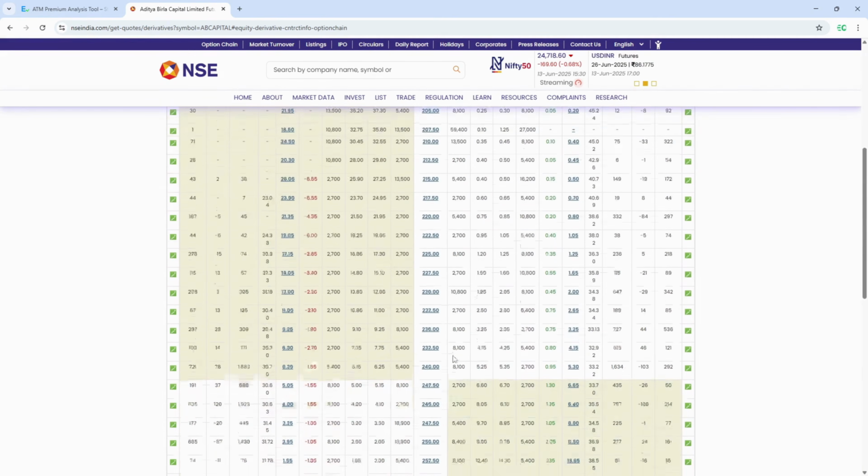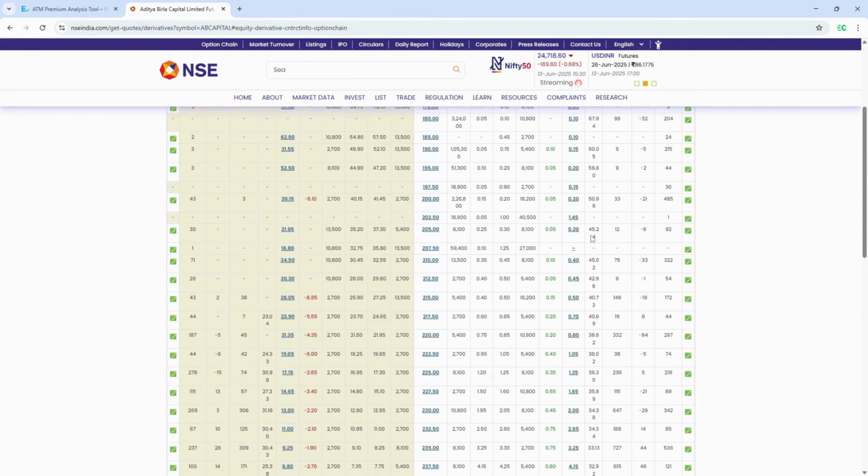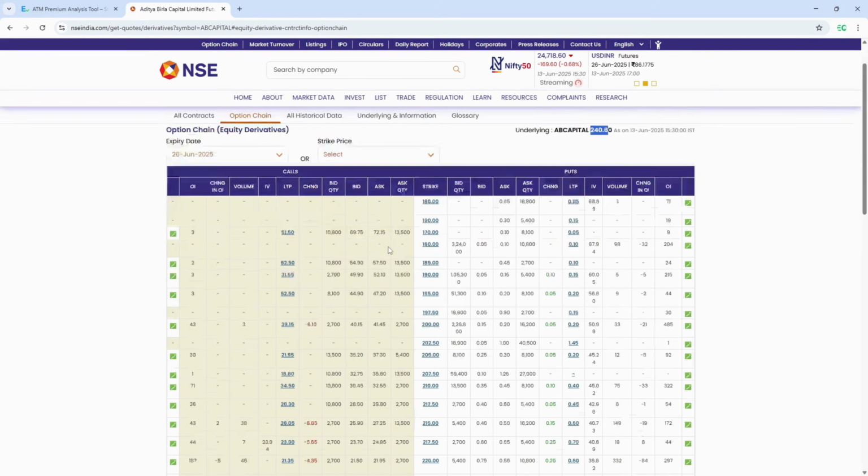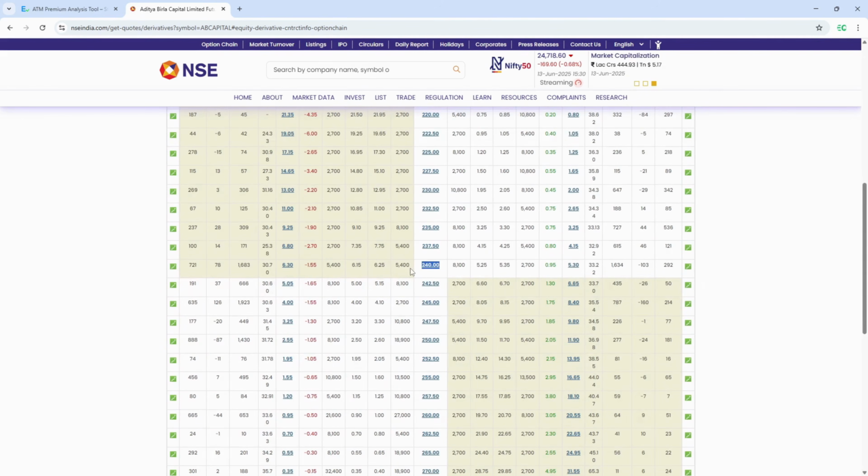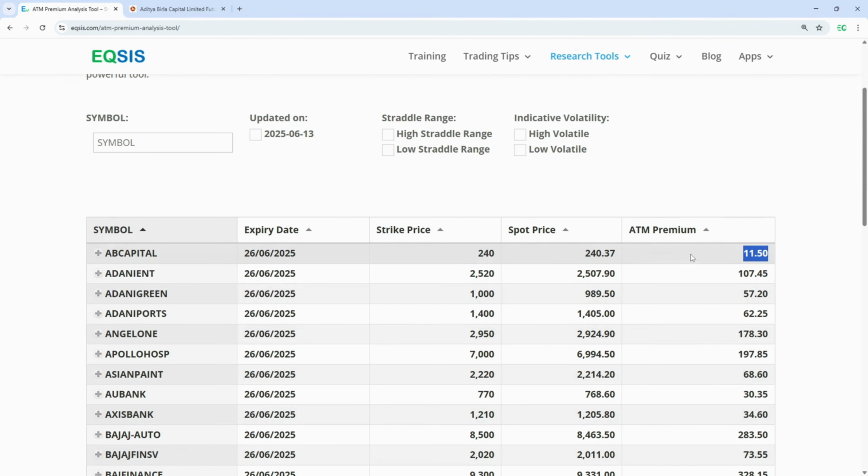Once you get down to the at the money strike, if you look at the underlying, which is 240.6, the at the money strike is 240, and you have a premium of 6 rupees and 5 rupees, close to 11 rupees. So that is what the at the money strike is, 240, and we have a premium of 11 rupees. And not just that, pay attention here.